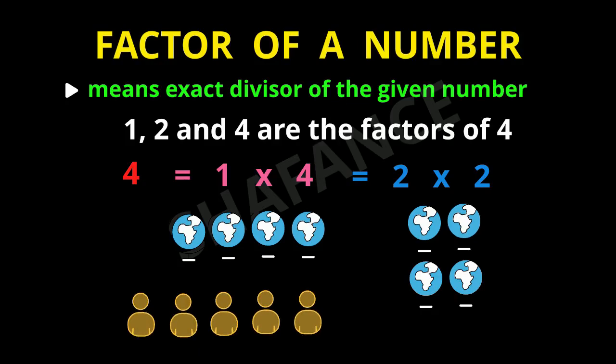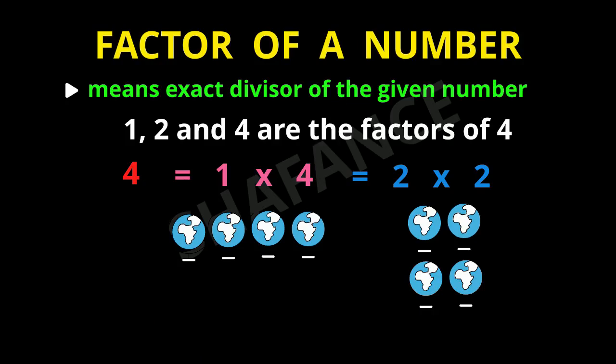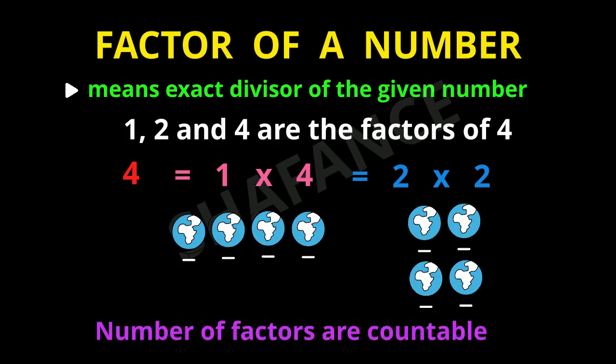Further, number of factors of any number are countable. That is, they are finite. The smallest is 1 and the greatest is the number itself. And in between 1 and the number, there may or may not be some factors, but we can always count them.